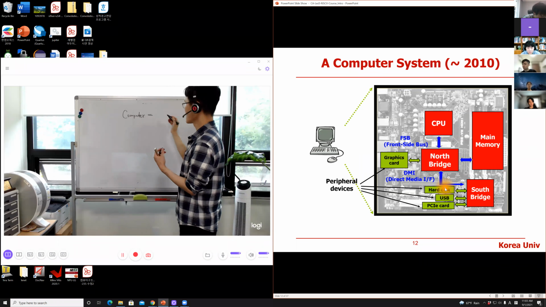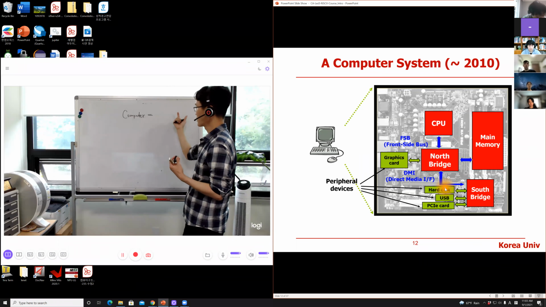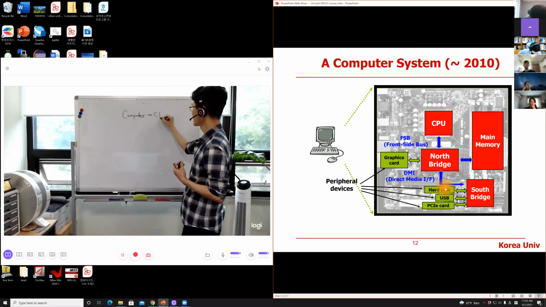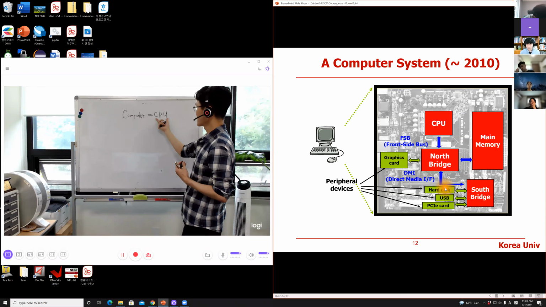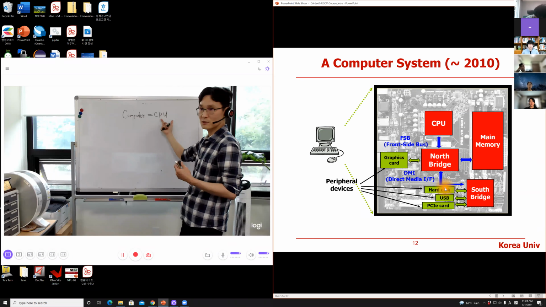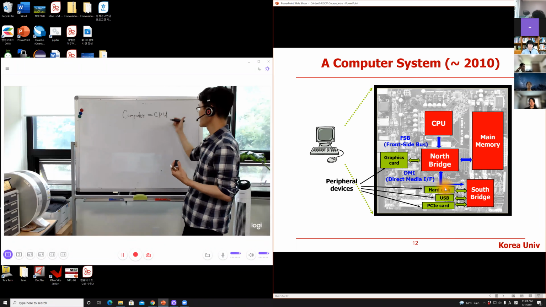A computer system is composed of three big components. The first one is the CPU, central processing unit, the brain of the computer. It is doing all different kinds of processing: data addition, subtraction, multiplication, division, many different kinds of processing.